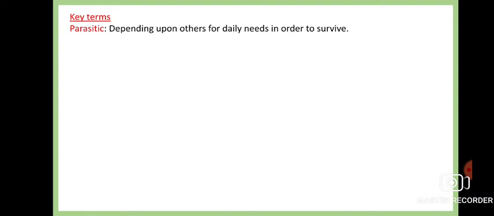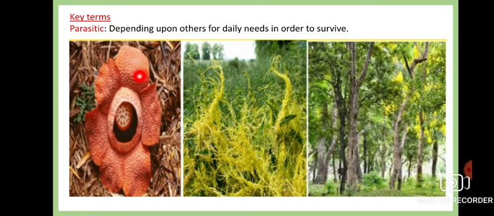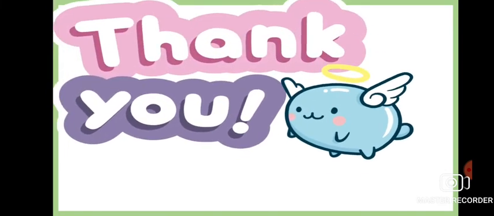Next, coming to the parasitic. In today's class, as I had told you, parasitic plants depend upon others for their daily survival. This is called the parasite. See, this plant is depending on some other plant. This kind of nutrition, this mode, is known as parasitic. These plants are known as parasites, and the plant on which they are dependent is known as the host. So this is the parasitic mode of nutrition.